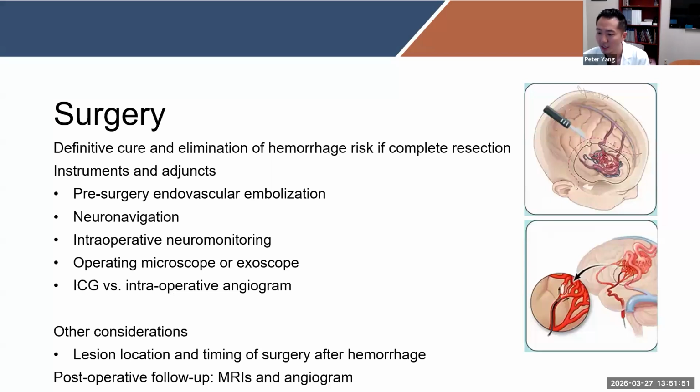Preoperative endovascular embolization, typically performed immediately prior to surgery, is an option that can provide control of deep bleeding arteries, making surgery safer. The decision on when to operate can be influenced by the location of the AVM and the benefits of allowing the hemorrhage to break down and the surrounding brain to relax. And after surgery, MRIs and angiograms are performed to monitor for recurrence.